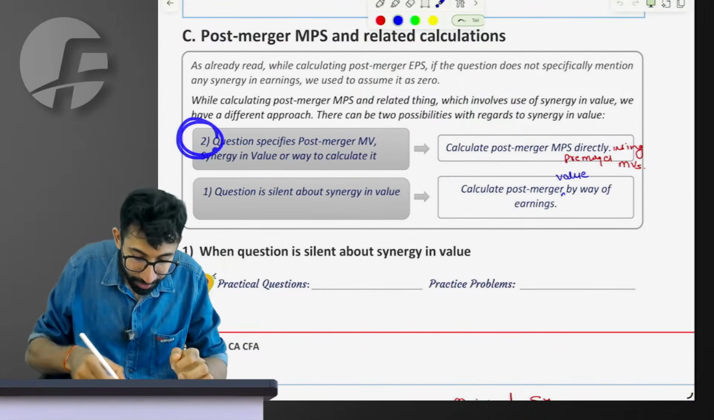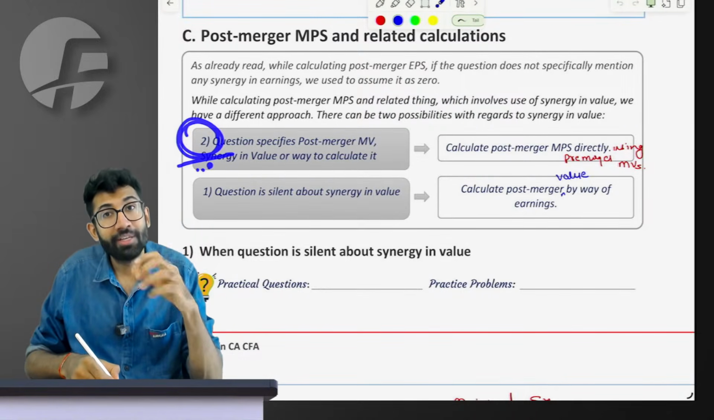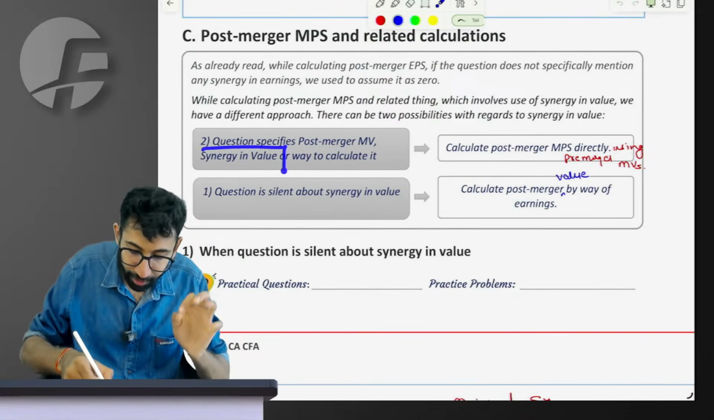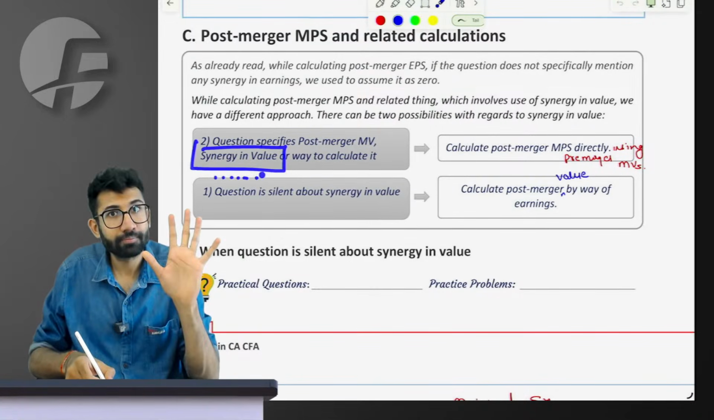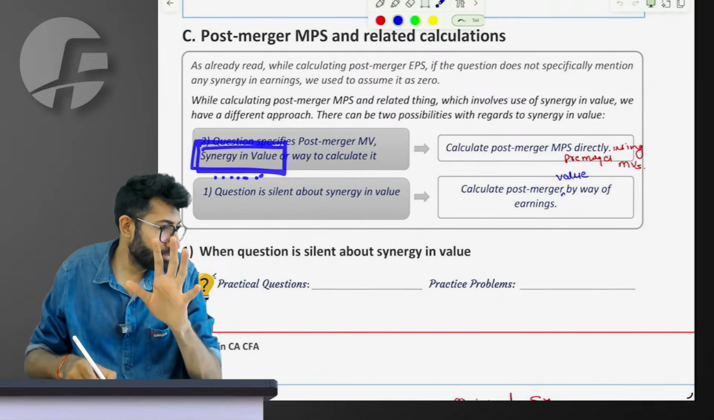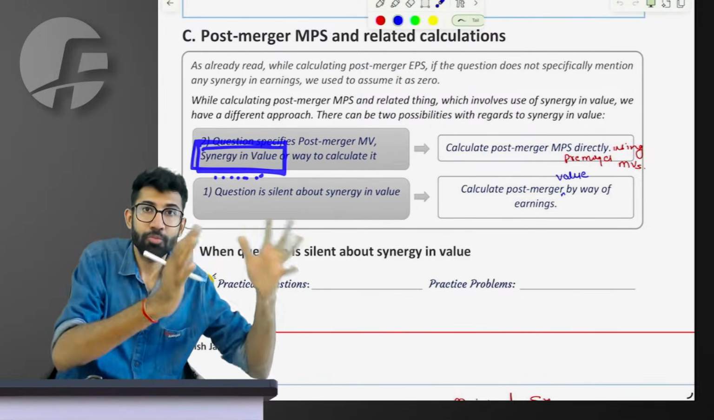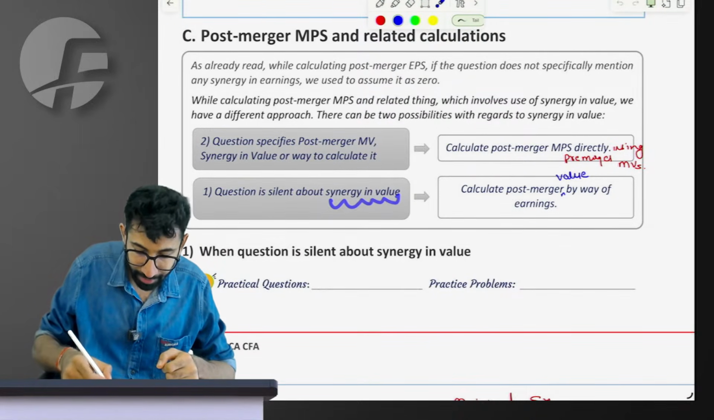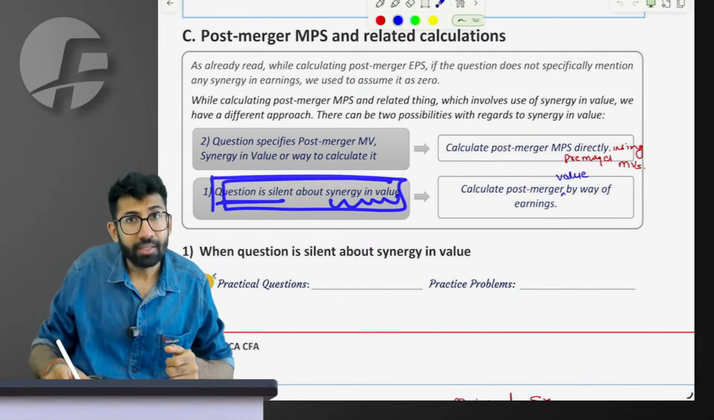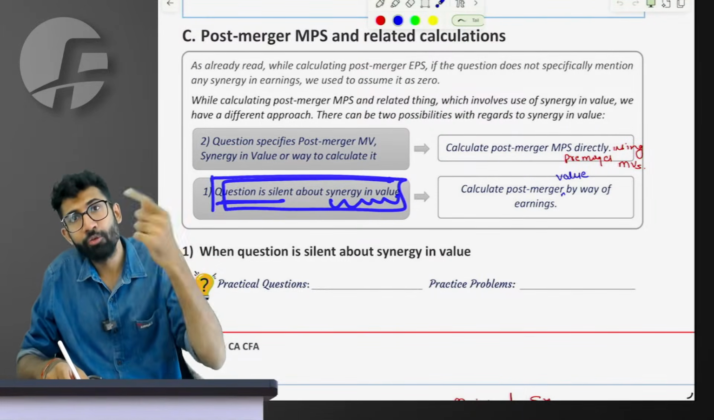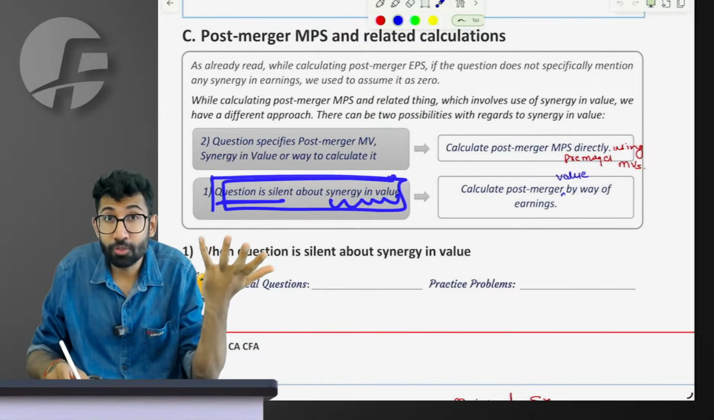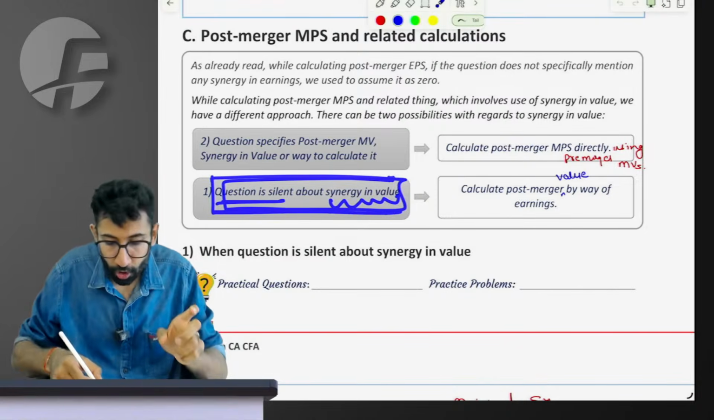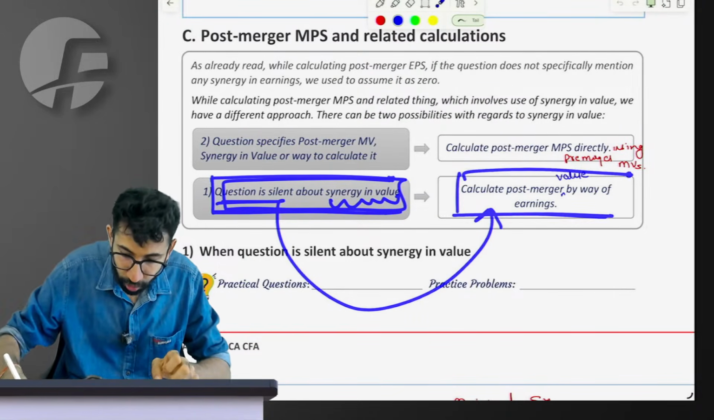But this thought process of my market value plus your market value plus synergy in market value, which I am calling situation 2, can be applied only when the examiner has given me the information regarding synergy in value. If the examiner gives me synergy in value, then I can say my value, your value, synergy in value is the post-merger market value. However, if the information regarding synergy in value is not given, the examiner is silent about it, can I assume that it is zero and say my value plus your value is the post-merger market value because there is no synergy? No. If the synergy in value is missing, you cannot assume it to be zero. You have to change your approach of finding the post-merger market value.